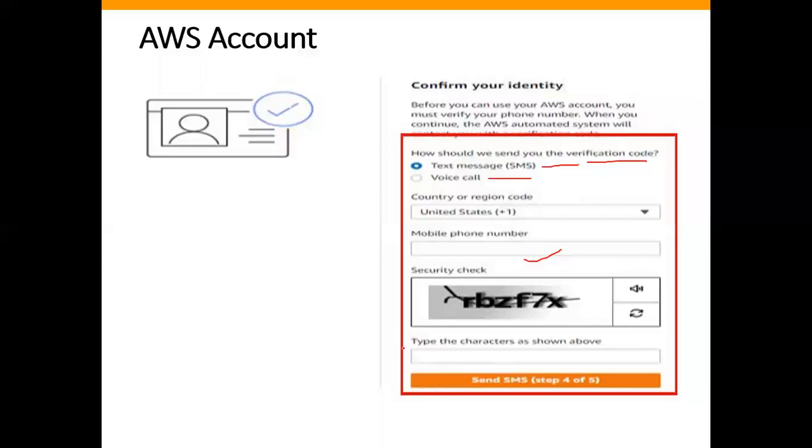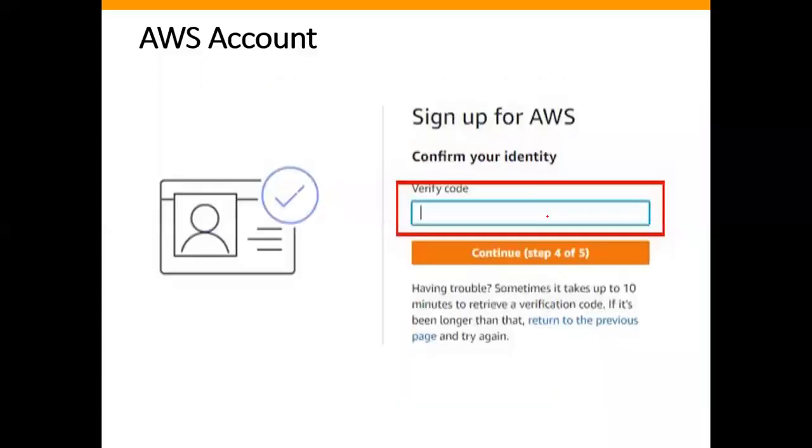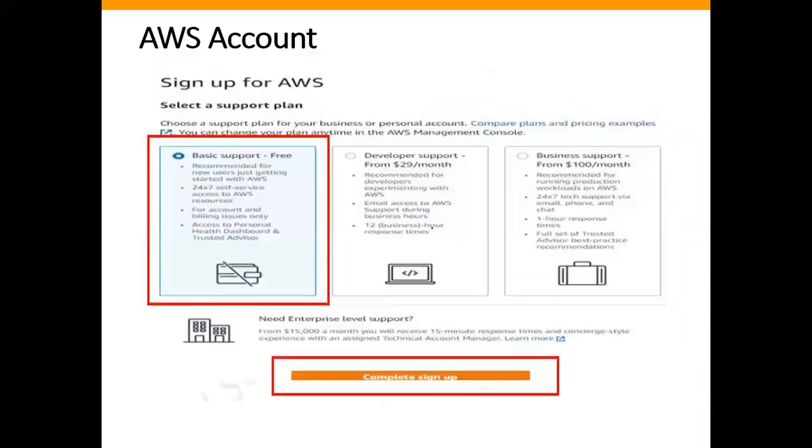And then you need to enter those characters, whatever characters you are getting here, and then click on send message, or they'll call you if you use that voice call option. And here it is asking for that verification. Now, after entering this verification code, I'm getting some support plans.